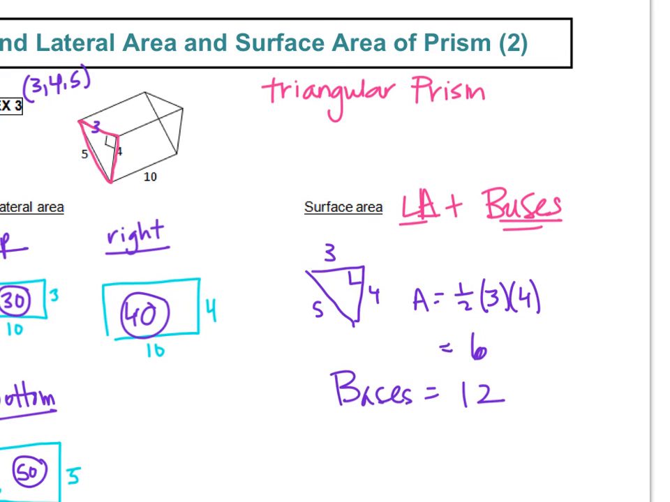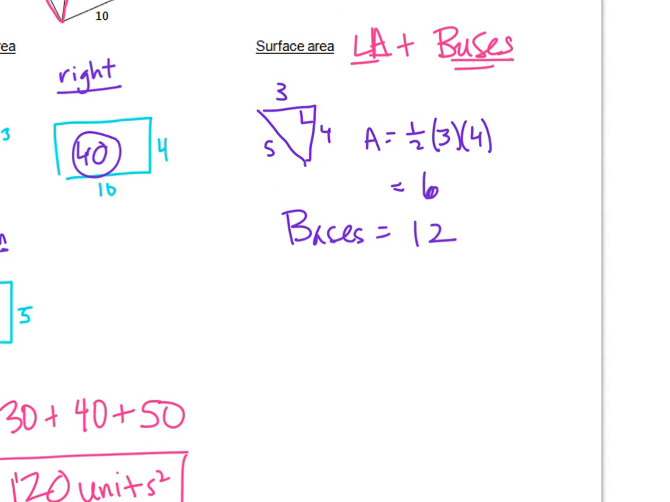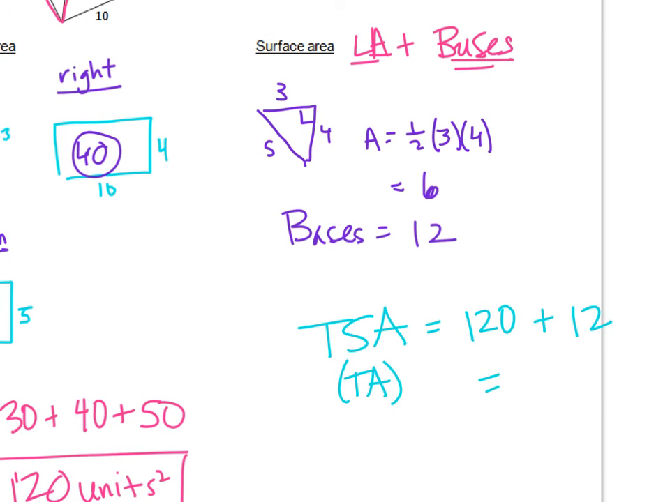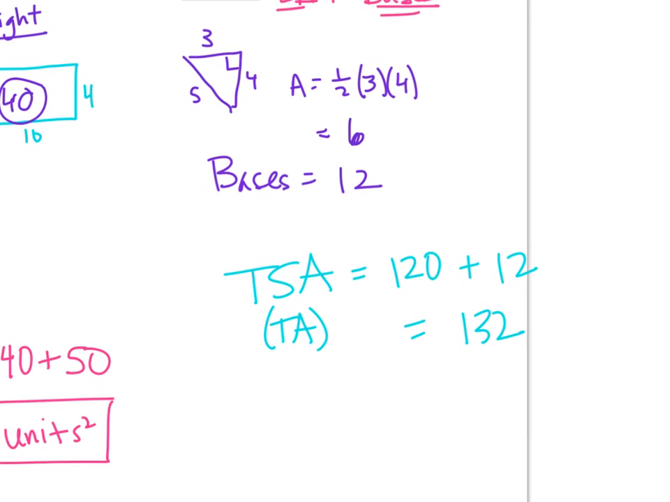So what is our total surface area, or the total area? It's the lateral area, which was 120, plus the area of the bases, which is 12, so we get 132. And then let's put our favorite label on there, units squared.